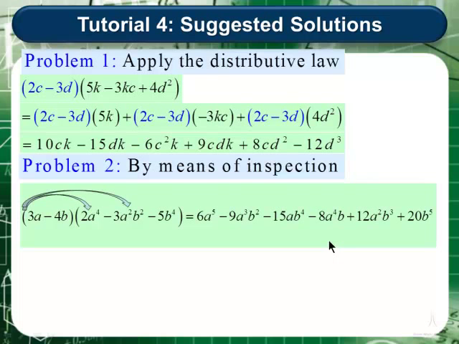Okay, so there we go, multiplying each term on the left with each term on the right. That is basically what inspection means in this case.